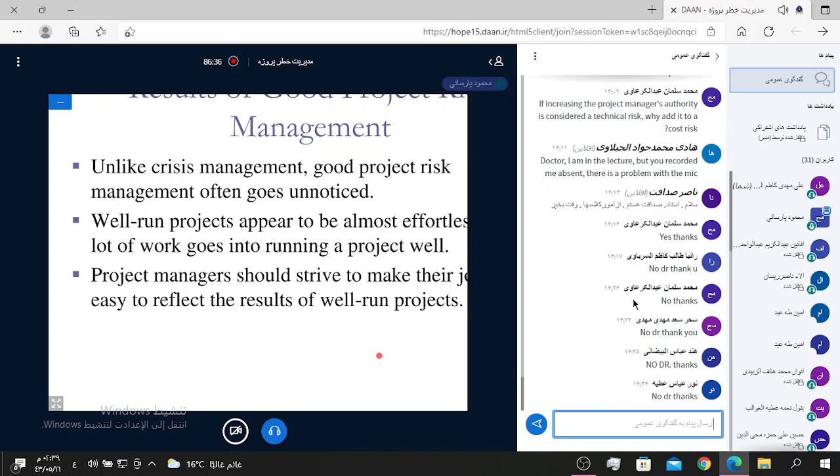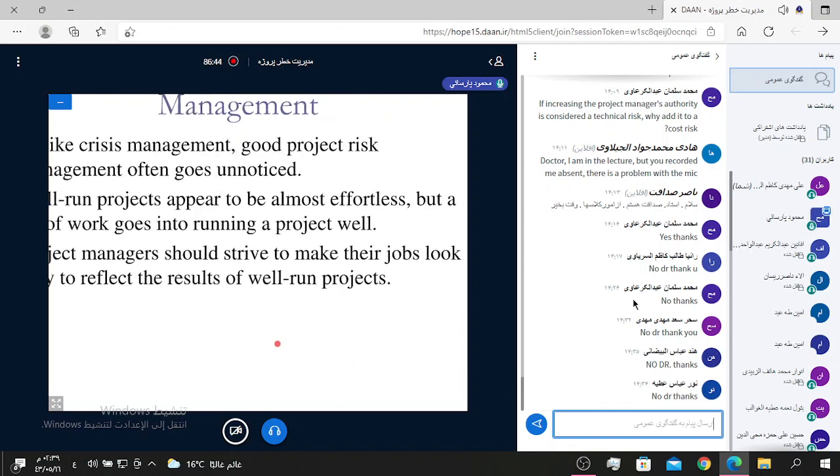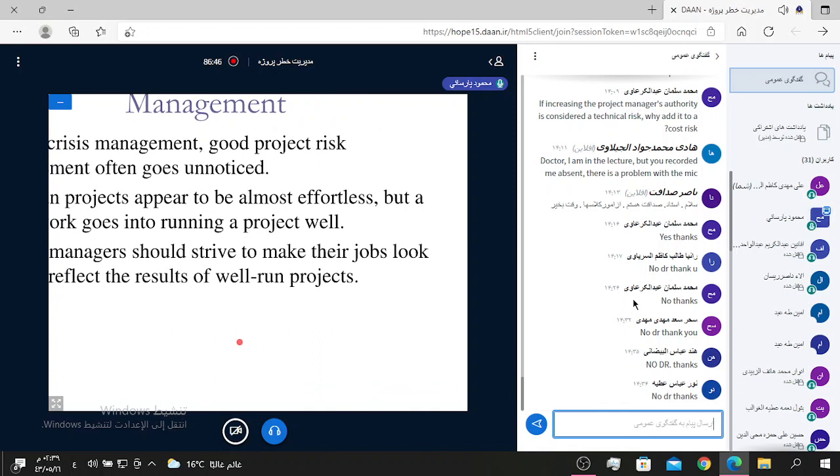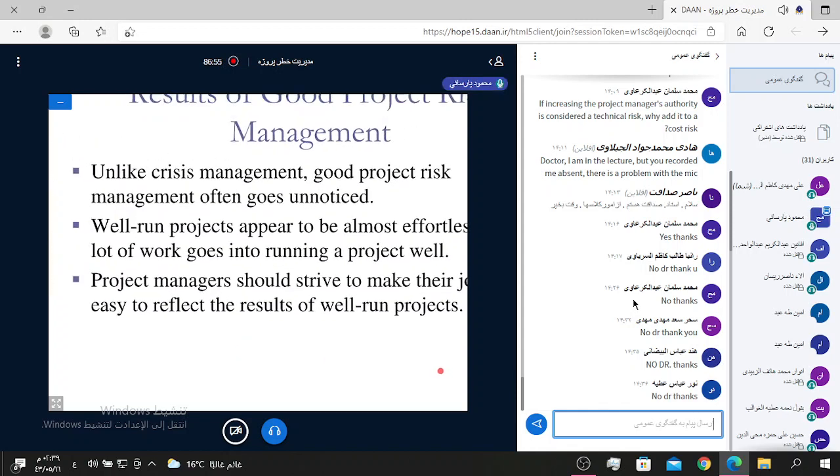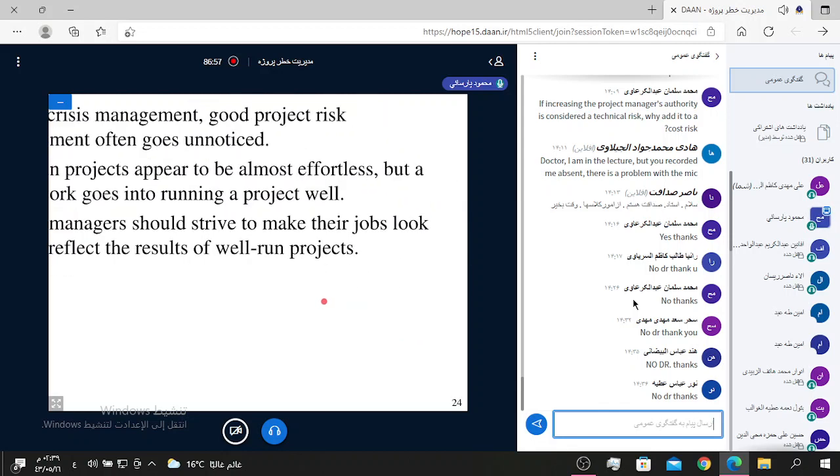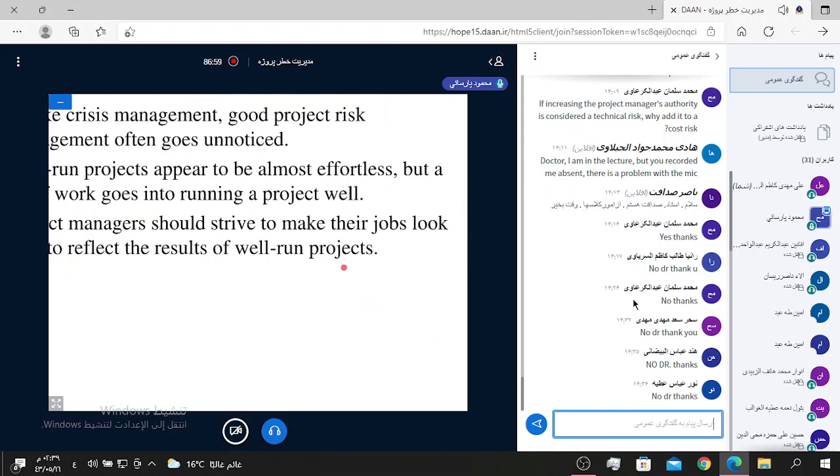So the last one, I repeat: project managers should strive to make their jobs look easy, to reflect the result of well-run projects. Okay, any question?